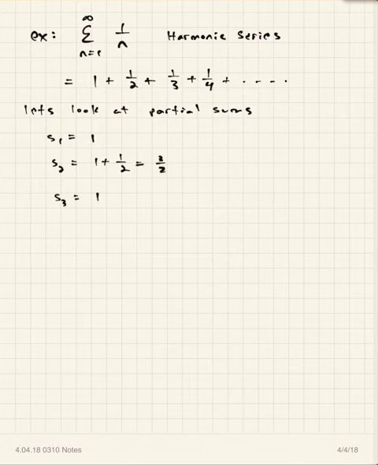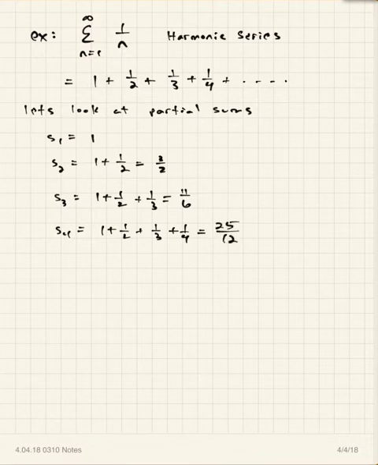S sub 3 would be 1 plus 1/2 plus 1/3. So you're just taking the two terms below and adding 1/3 to it, and you end up with 11/6 right there. S sub 4 is 1 plus 1/2 plus 1/3 plus 1/4. So you're just adding 1/4 to 11/6, and you get 25/12. S sub 5 would be 1, and this is the last one, so don't turn off the video yet. This is the last one I'm going to write like this. So now you're just adding 1/5 to 25/12, and when you do that, you get 137 over 60.